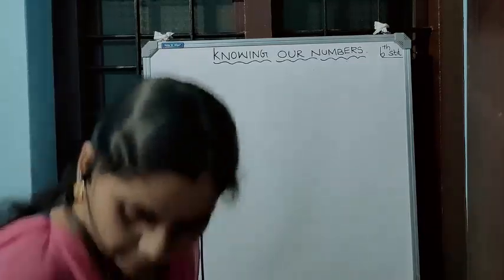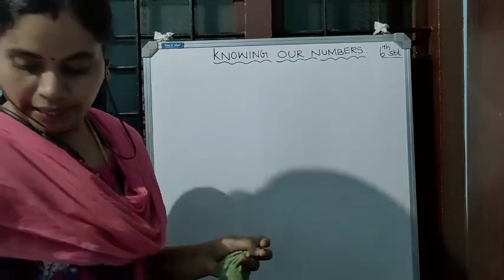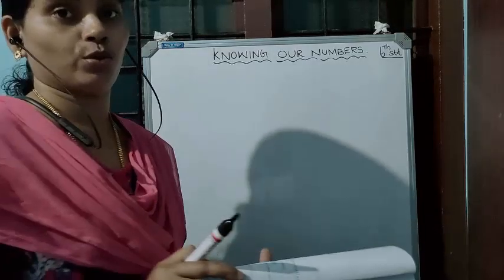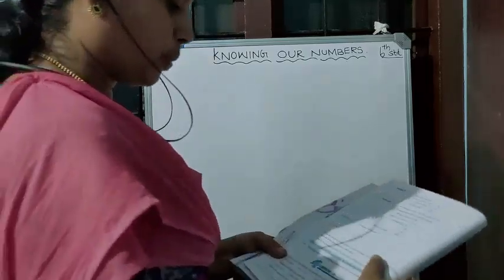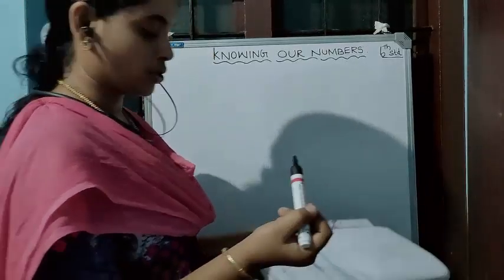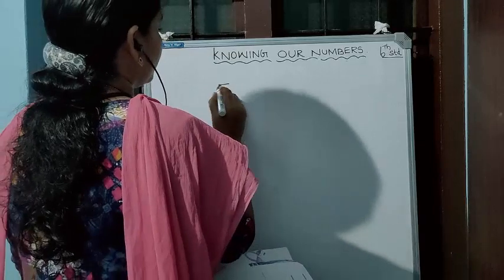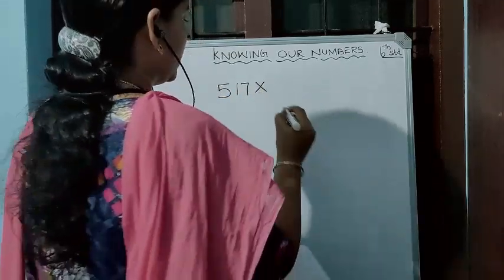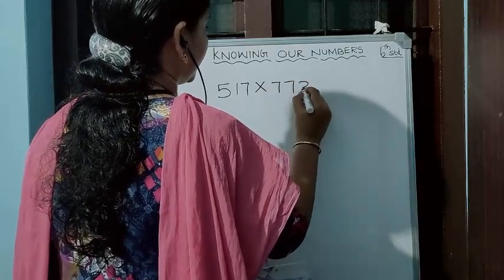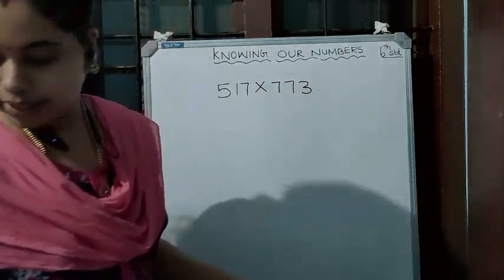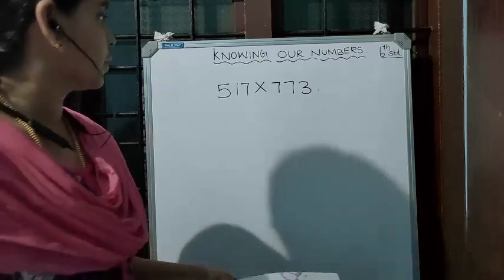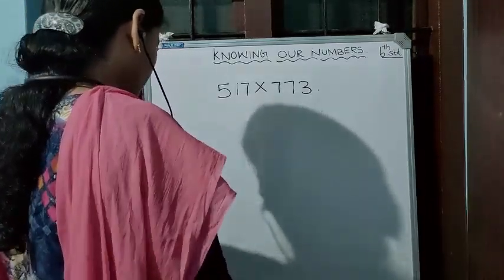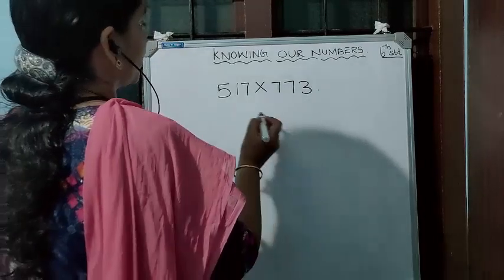Okay. We are going to estimate the product and verify the actual calculation. Here 570 into 773. In this case, what will we do?